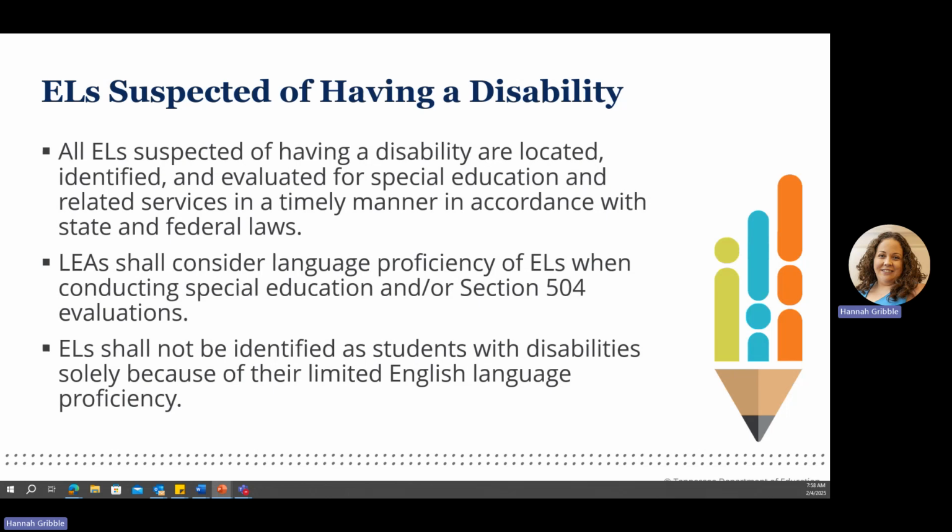LEAs shall consider language proficiency of ELs when conducting special education and/or Section 504 evaluations. ELs shall not be identified as students with disabilities solely because of their limited English language proficiency.